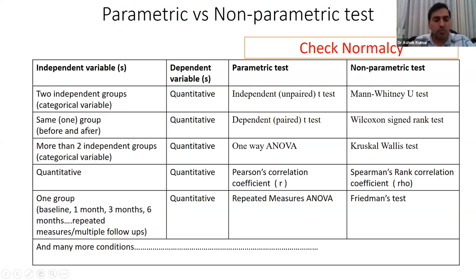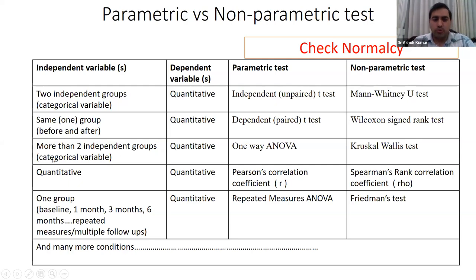Next is for the same group, before and after, pre and post. For example, a single group of 100 patients: we assess pain level before, then we give diversion therapy, and after diversion therapy, we assess pain of those same patients. The pain score is a quantitative variable. If it is normally distributed, we can go for paired t-test. If it's not normally distributed, we have to go for Wilcoxon signed rank test.